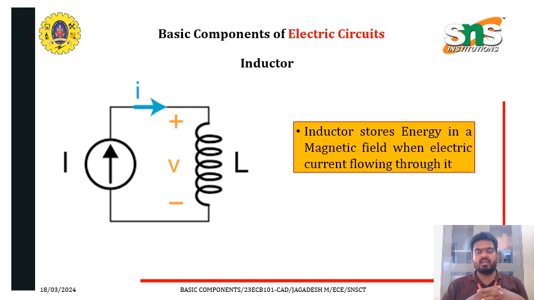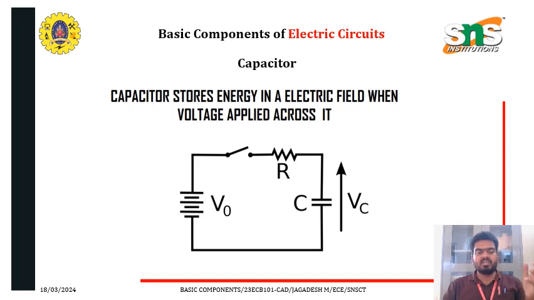What is an inductor? An inductor stores energy in a magnetic field when electric current flows through it. So this is called an inductor. And what is a capacitor? A capacitor stores energy in an electric field when voltage is applied across it. So this is the capacitor. Both capacitor and inductor are used for storing electrical energy, but the storage method is different for the capacitor and the inductor.